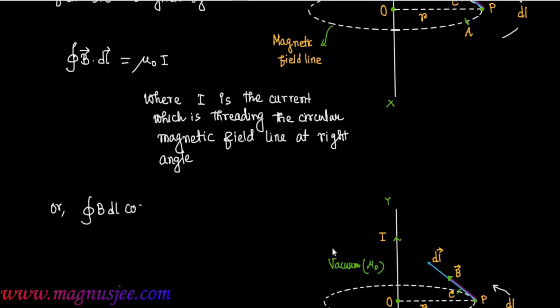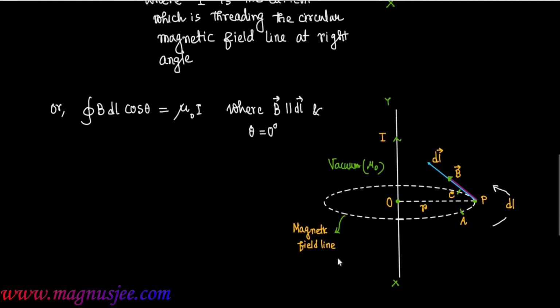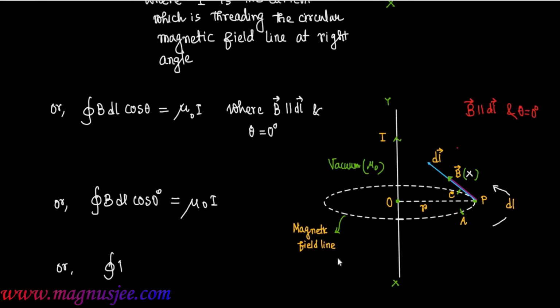Or closed integration B dl cos theta equal to mu 0 I, where vector B is parallel to vector dl, and the angle between them is theta equal to 0 degree. Magnetic field vector B acts tangentially and inwards, and the small length vector dl also acts tangentially and inwards. Under vector B, we denote a cross sign that indicates that the magnetic field induction acts inwards. So closed integration B dl cos 0 degree equal to mu 0 I, or closed integration B dl equal to mu 0 I.